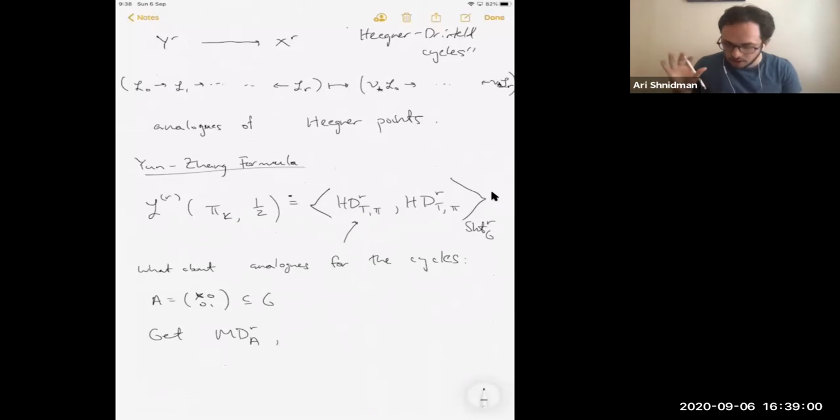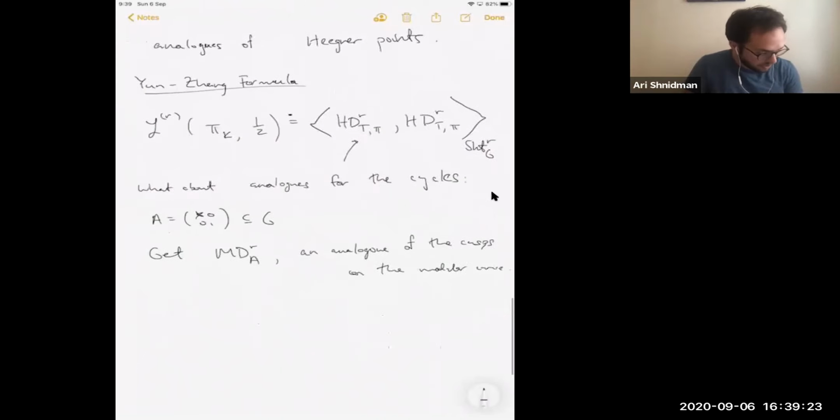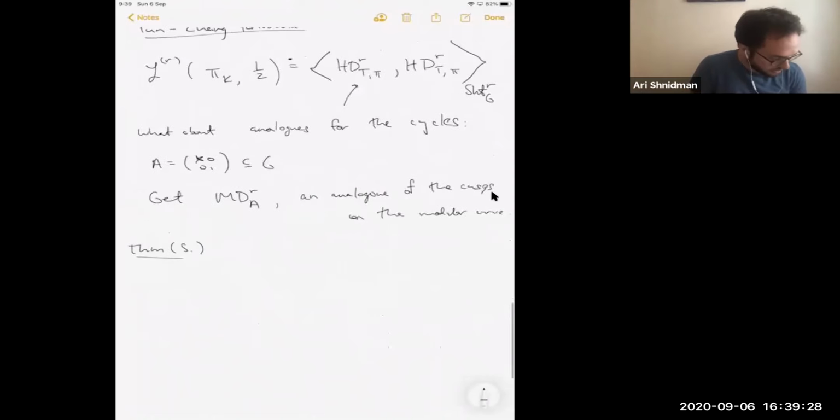And this is somehow a qualitatively different kind of algebraic cycle. This is an analog, instead of being like a Heegner point, of the cusp, or the cycle of cusps on the modular curve. It's qualitatively a different kind of algebraic cycle. And I prove the following theorem. So, for phi a spherical vector, so it's one of these fixed vectors in pi, non-zero.